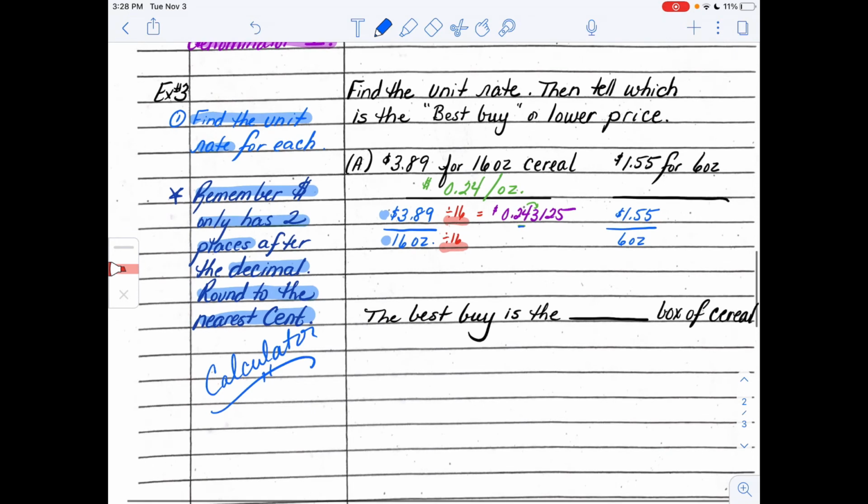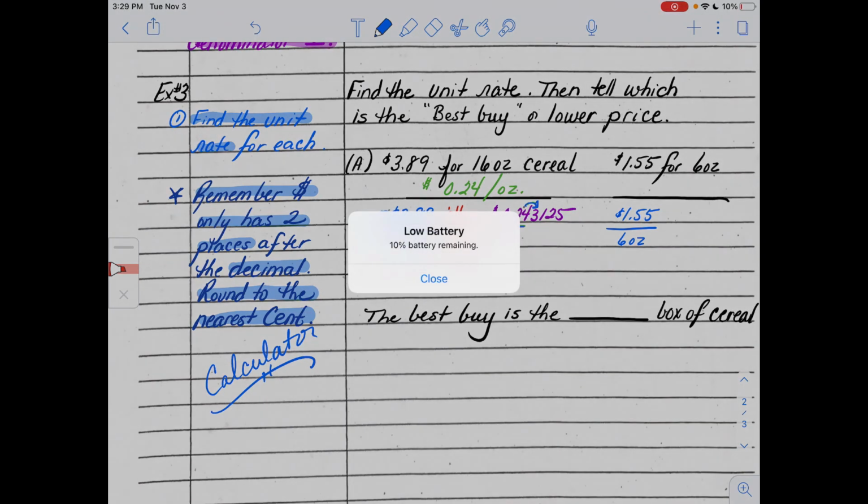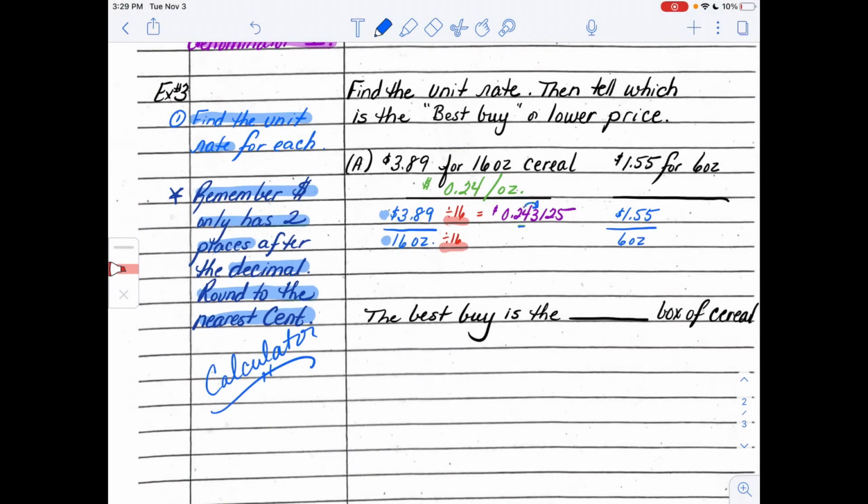So after the 4, I look at the one next to it. If it's a 5 or bigger, I have to make the 4 go to a 5. If it's under 5, it stays the same. So here, that's giving me 24 cents per ounce. So let's look at that next one. $1.55 for 6 ounces. Let's go ahead and create that unit rate by dividing top and bottom by 6.